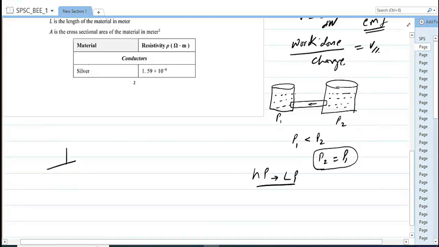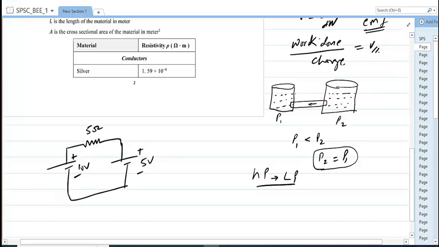Similarly, if two batteries are connected in the same direction. Let's say this is the 10-volt battery, this is the 5-volt battery, this is the plus terminal, this is the minus terminal, this is the plus terminal, this is the minus terminal, and they are connected through a resistance. Let's say this is a 5 ohm resistance.